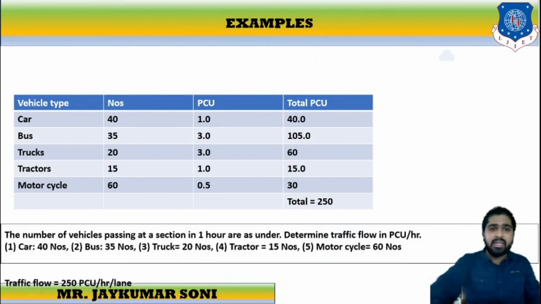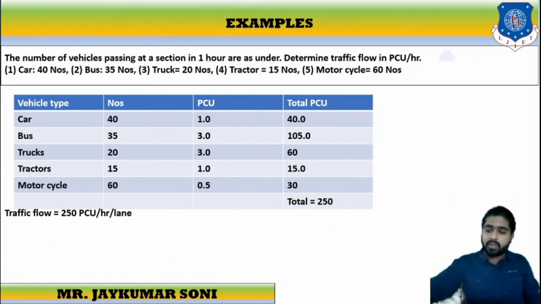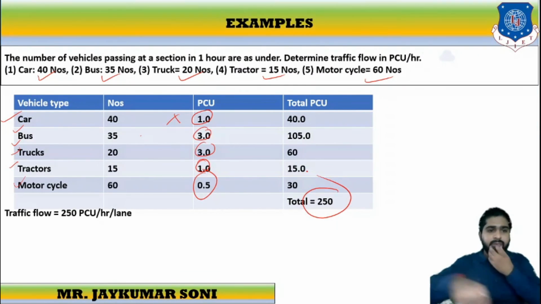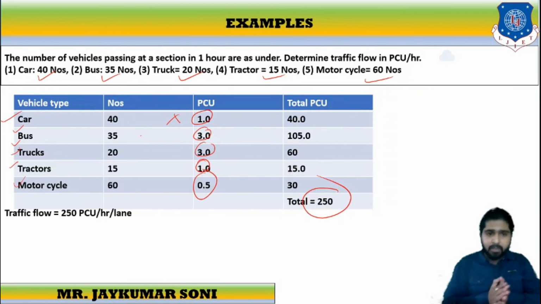And another example is a very easy example. The statement given over here is the number of vehicles passing a section in 1 hour: 40 cars are passing, 35 buses, 20 trucks, 15 tractors, and 60 motorcycles, and we have to calculate the total traffic flow. We have the type of vehicles given, the number given, and we know the PCU. You have to refer to the table that I covered in the last session. I will multiply number into PCU for each, and ultimately I get the total traffic flow as 250 passenger car units per hour per lane.